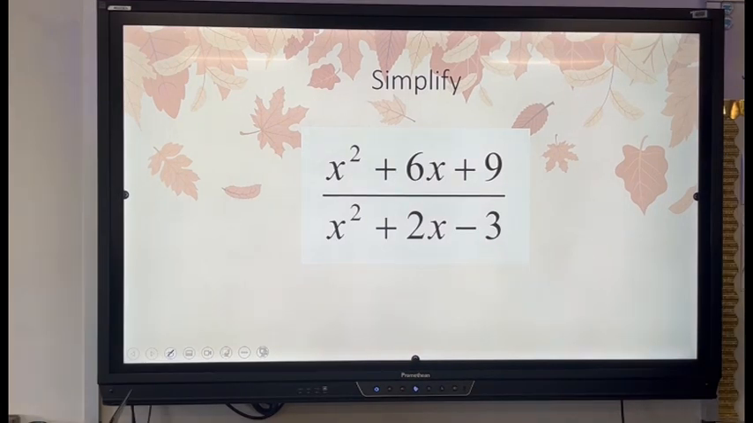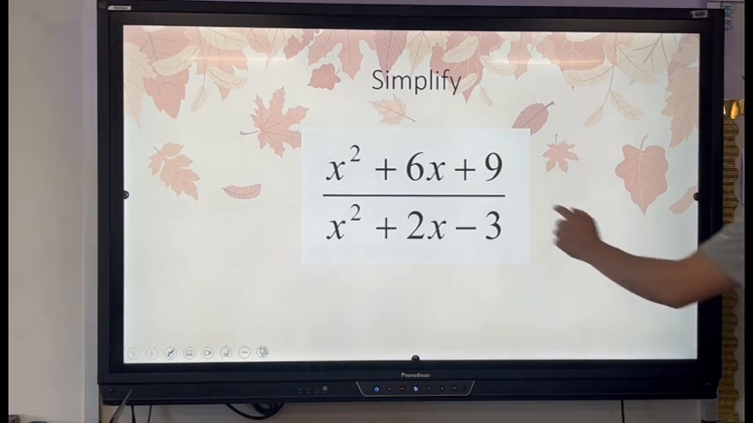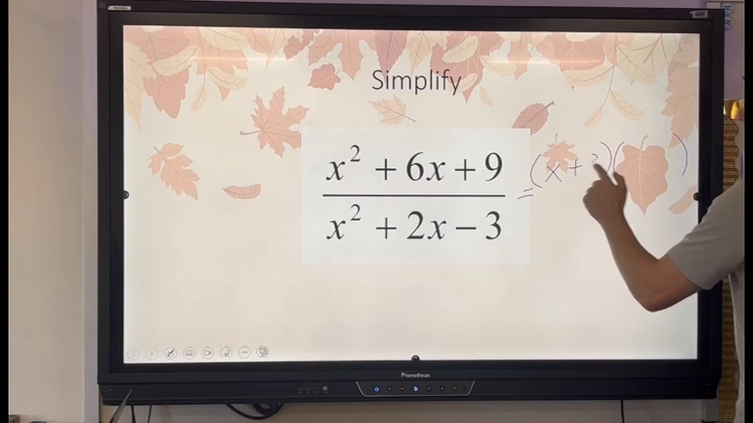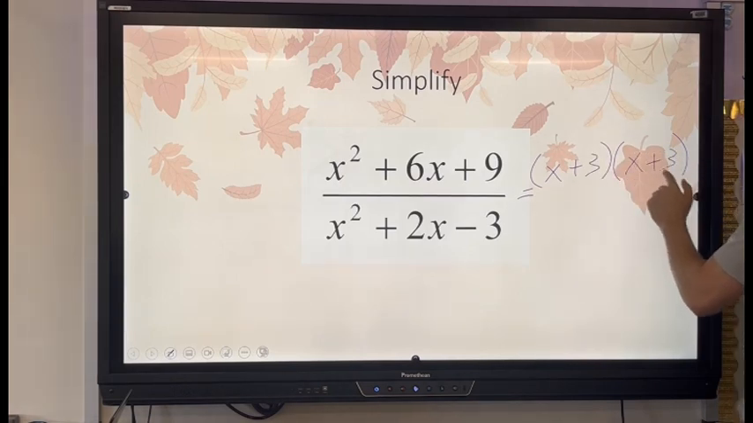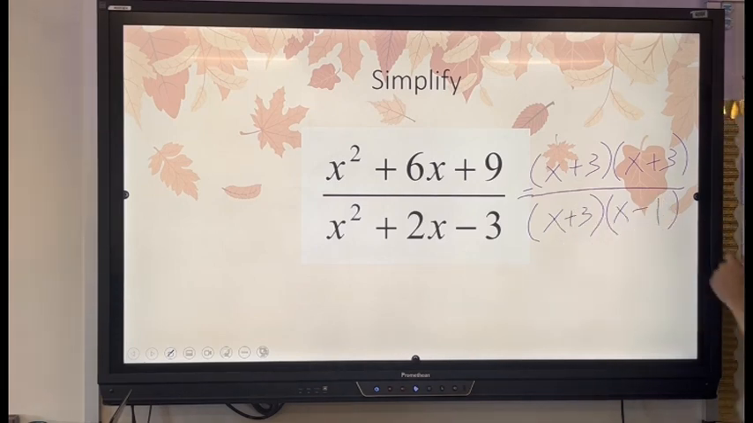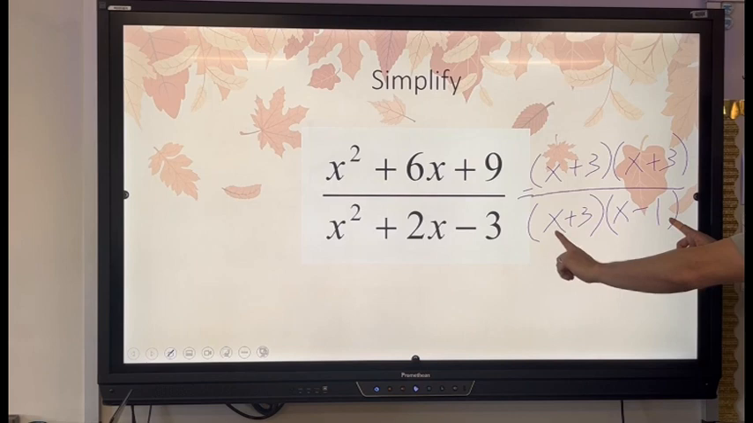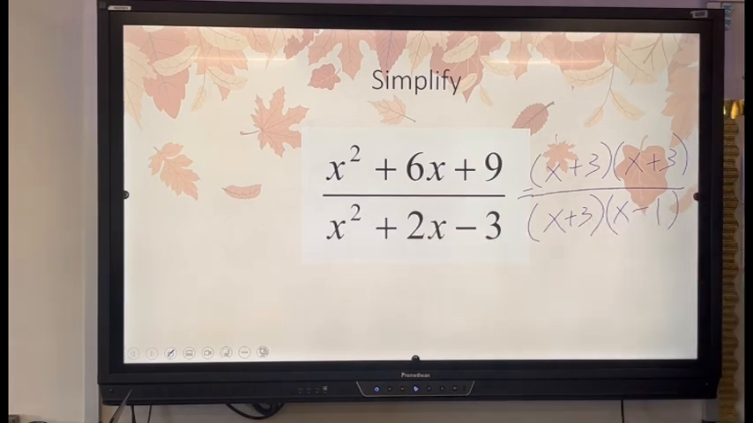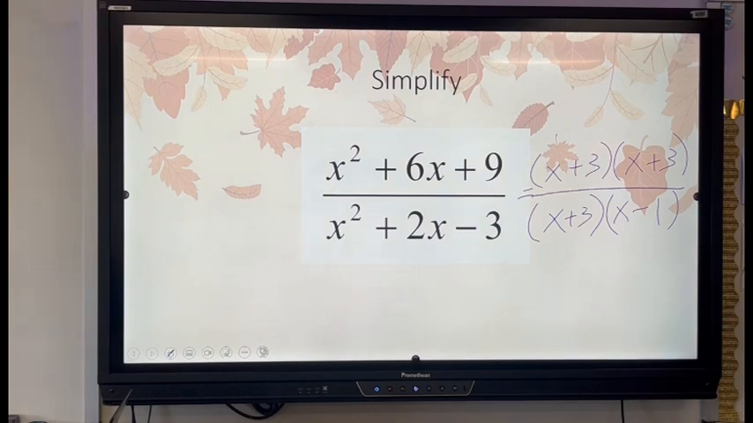All right, so maybe you noticed that the top was a perfect square. If not, that's okay. How did the top factor? x plus 3 and x plus 3. How does the bottom factor? x plus 3, x minus 1. Let's check. 3x, negative x gives me a plus 2x. x squared and a negative 3. That looks good. Now, is there anything to simplify from the top and the bottom?